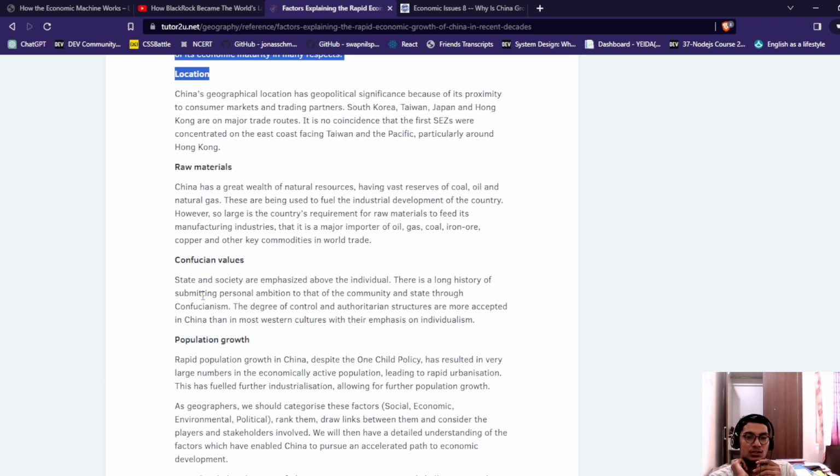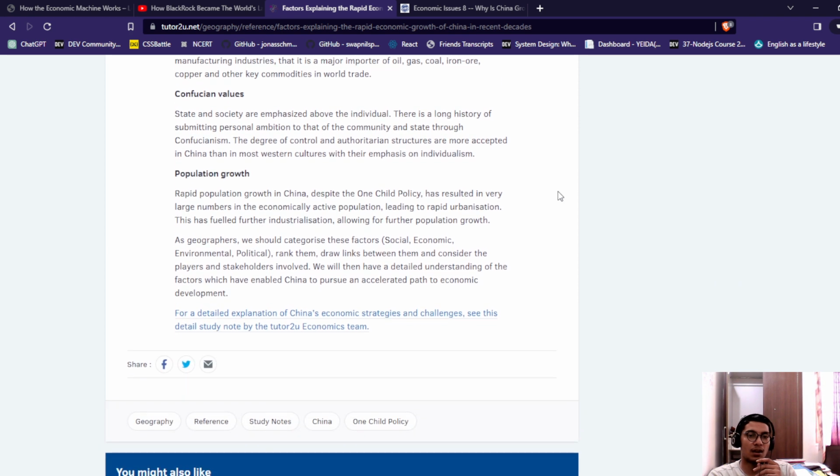So, population growth. Rapid population growth in China, despite the one-child policy, has resulted in a very large economically active population, leading to urbanization. This fueled further industrialization, allowing for further population growth. As geographers, we should categorize these factors: social, economic, environmental, political, consider the relationships between them, and consider the players and stakeholders involved. We will then have a detailed understanding of the factors that enabled China to pursue an accelerated path to economic development.